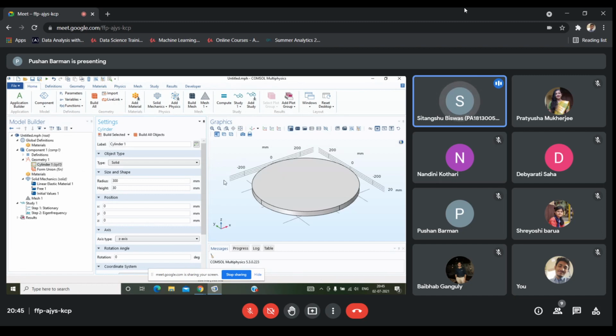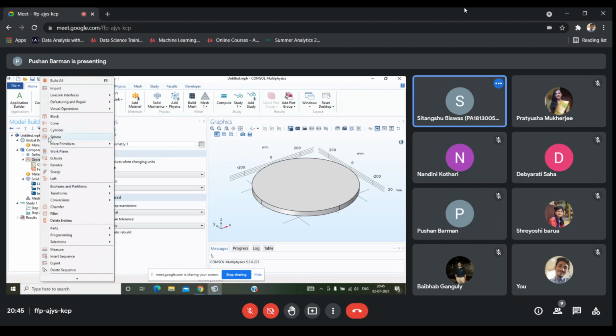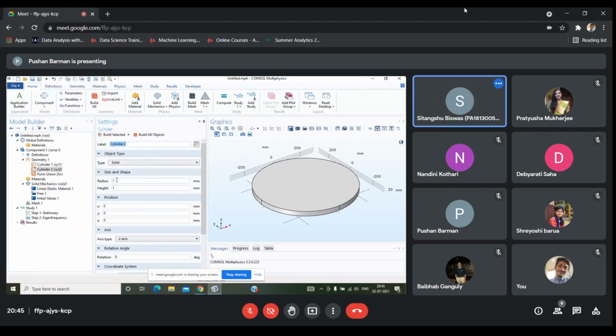Now again you take one cylinder. Now radius you take 10, 30. But 10, you take, it is too small. You take 20. Now both the things, you go to geometry and subtract it.